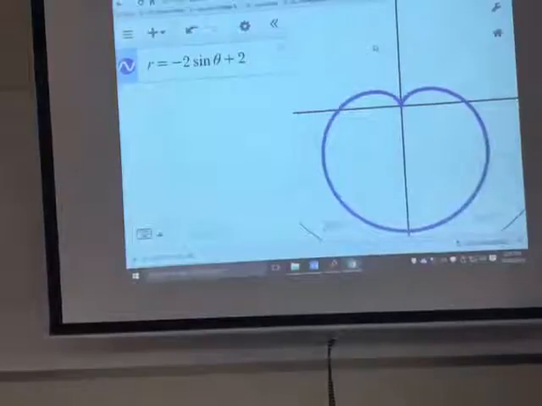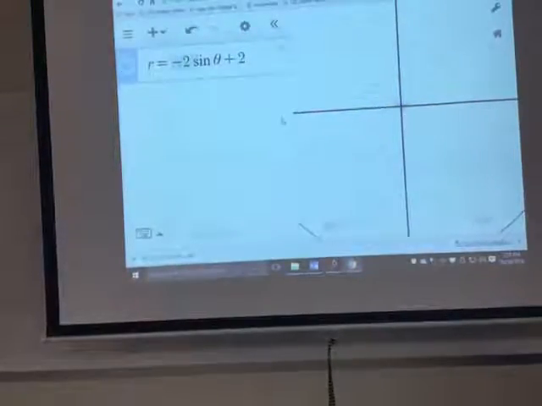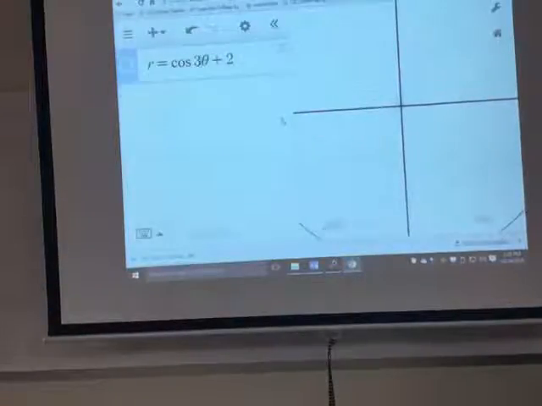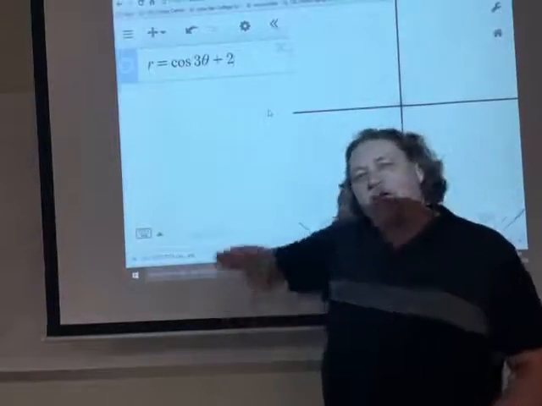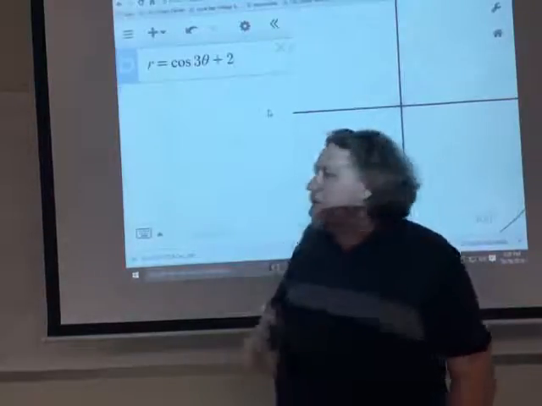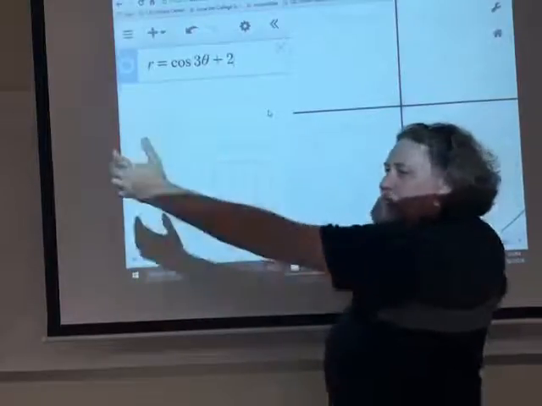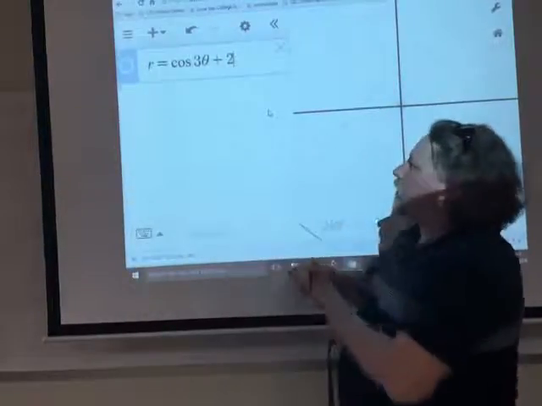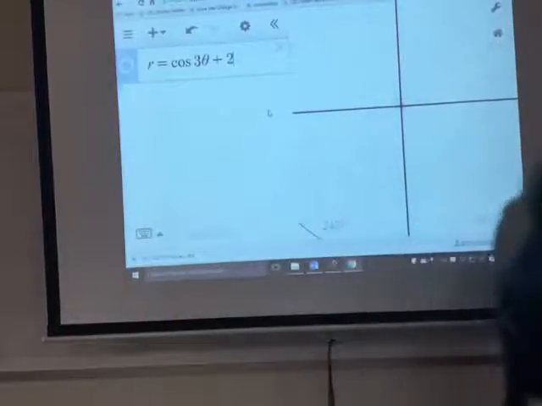Let's try a couple more. What if I did the cosine of 3 times theta plus 2? The cosine of 3 times theta plus 2. Well, we know cosine normally goes up and down like this when we graph it. So when I graph it here, it's going to go in and out. It's going to have a bigger radius, smaller radius, bigger radius, smaller radius. And you'll notice I've multiplied by 3. Now check out what that does.